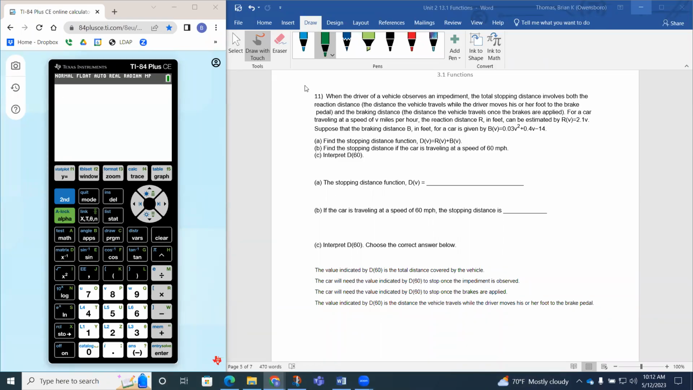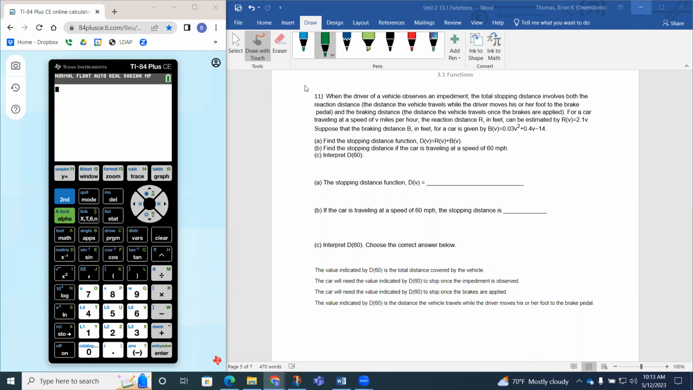So question 11 involves an application. When the driver of a vehicle observes an impediment, the total stopping distance involves both the reaction distance, the distance the vehicle travels while the driver moves his or her foot to the brake pedal, and the braking distance, the distance the vehicle travels once the brakes are applied. For a car traveling at a speed of v miles per hour, v usually represents velocity or speed, the reaction distance is going to be represented by capital R in feet.